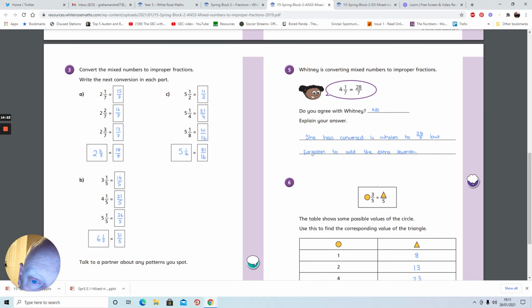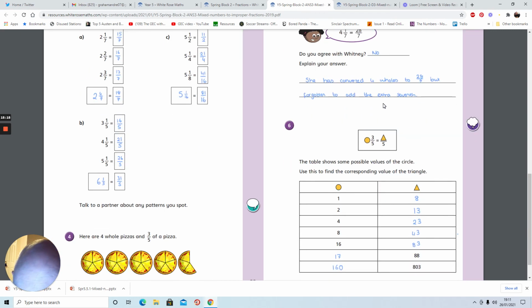Okay, so she's done 4 times 7 is 28, which she's put there, but she's forgotten this number here. She's forgotten this extra fraction, this extra seventh. So it should be 28, but she should add that, so it should be 29 sevenths. Okay, so 4 times 7 is 28. Add the 1 there, it's 29. So 29 sevenths. That's what she's forgotten to do.